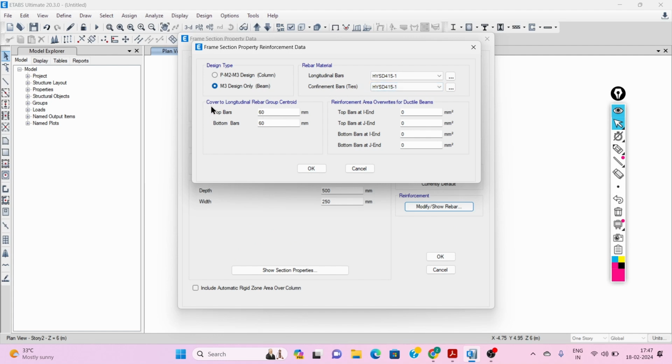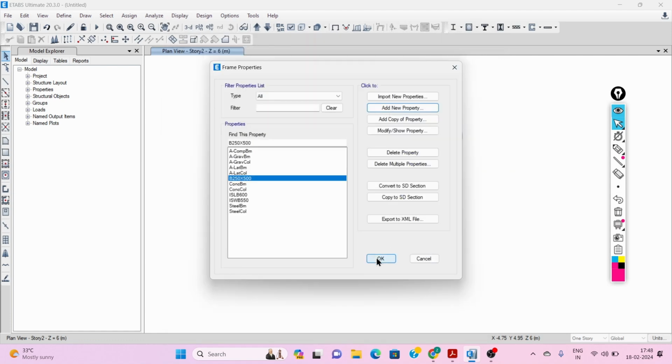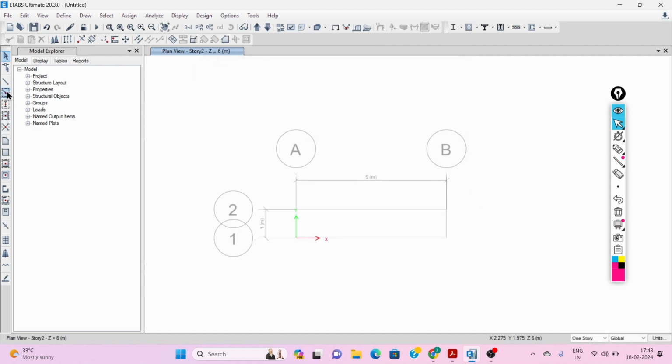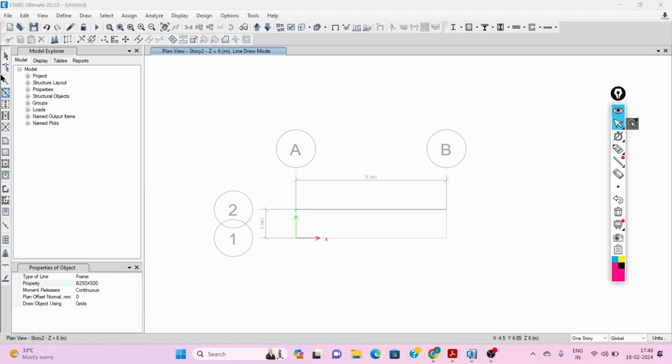Okay, here we need to put the effective cover over here, that is given 50 mm top and bottom as well. Okay, just click on OK. Again click on OK. We have already created the beam. Just take this beam command, select the created beam. Okay, we have selected the beam. Okay, now this beam is simply supported.